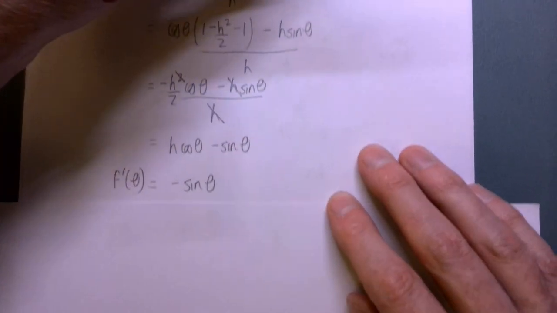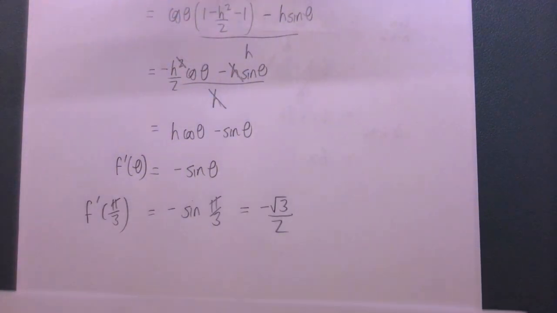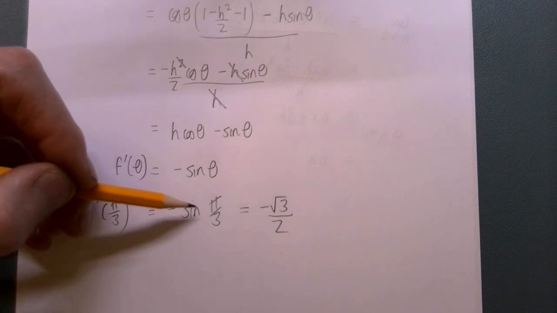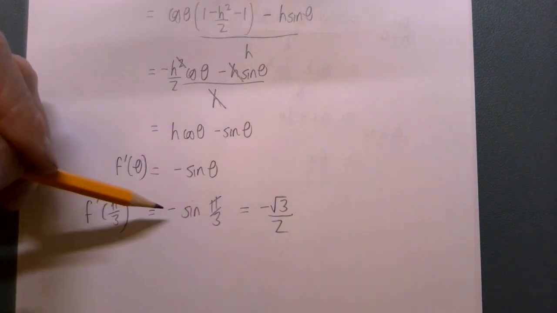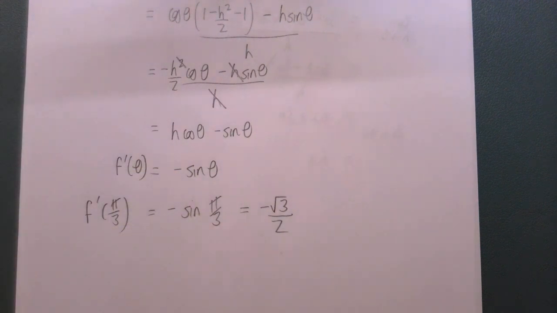The question actually asks for you to show that f dash of pi over 3 is minus root 3 over 2. Well, if you, on your calculator, do sine of pi over 3, you get root 3 over 2, so minus sine of pi over 3 is minus root 3 over 2.